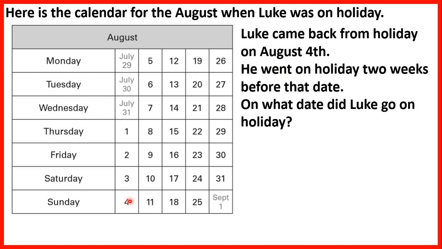So we can find August the 4th because that's when Luke came back, but we need to find the date 2 weeks before that. We can see that we have July the 29th up here, so the day before that will be July the 28th, so that will be 1 week before August the 4th, but we want to know 2 weeks before, and a week before July the 28th will be July the 21st, because there are 7 days in a week, so if we subtract 7, that's subtracting 1 week. So Luke went on holiday on July the 21st.